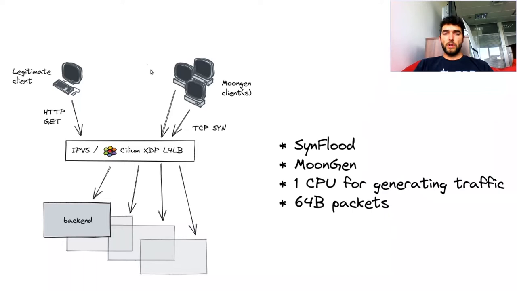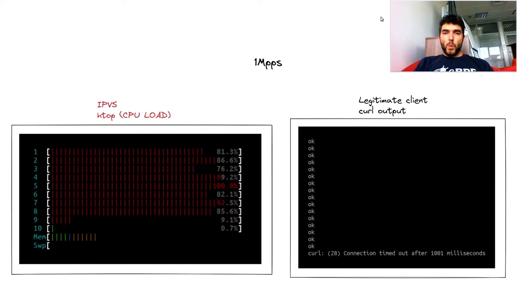And on the other hand, we had some legitimate client who was sending HTTP GET requests to the same service, and so we wanted to see if everything is successful or not. So then IPVS was load balancing to some of our backend proxies. And let's see the results. So with 1 million packets per second, we were surprised that it's so close to IPVS limits.